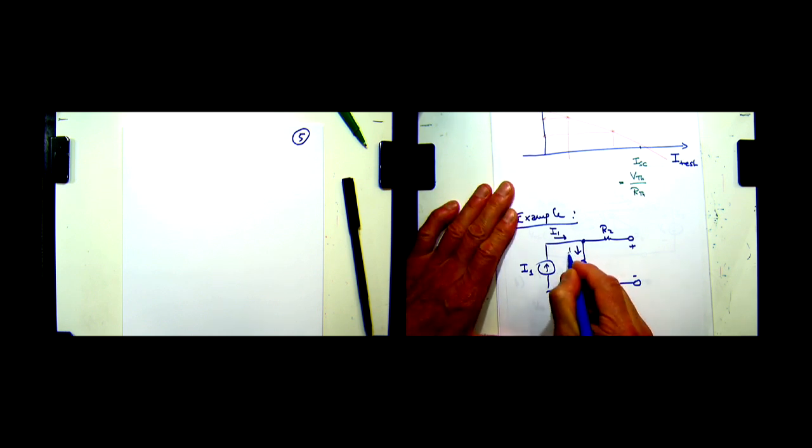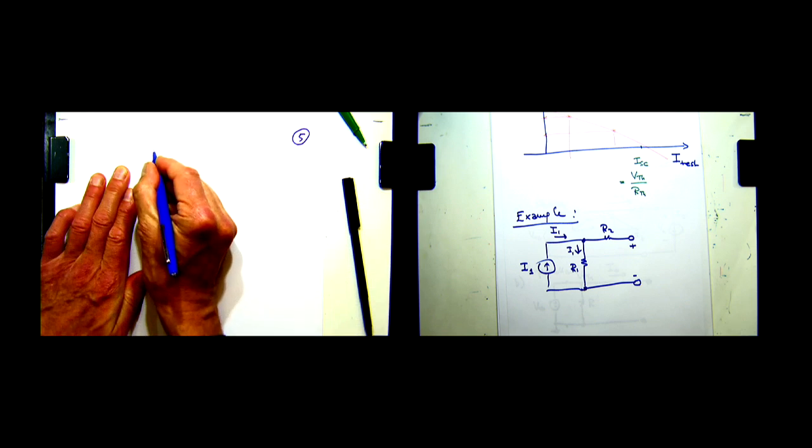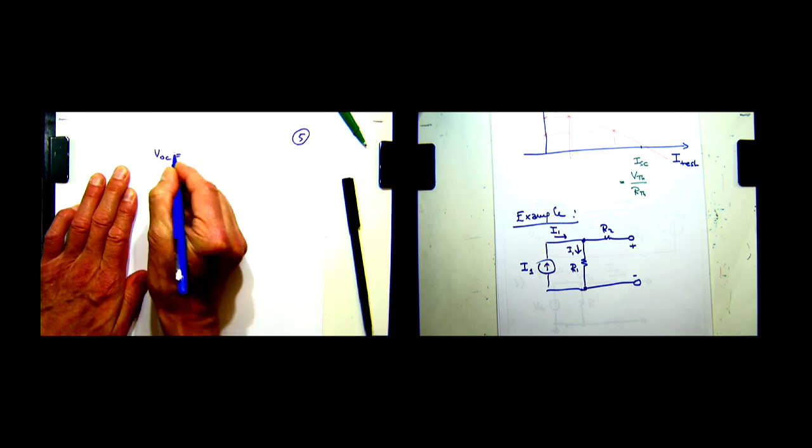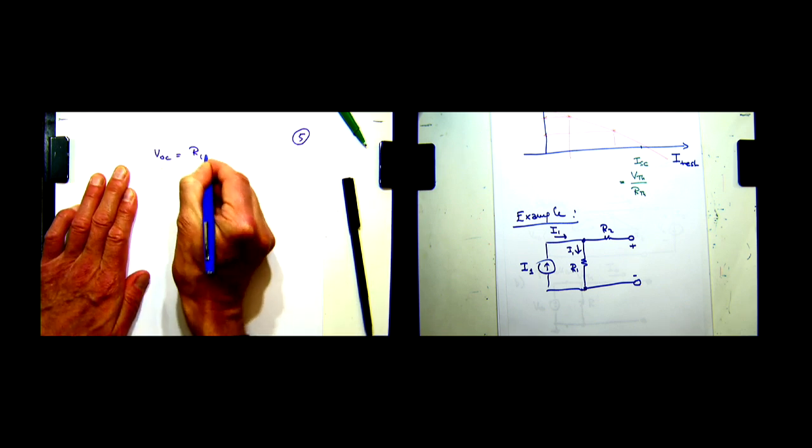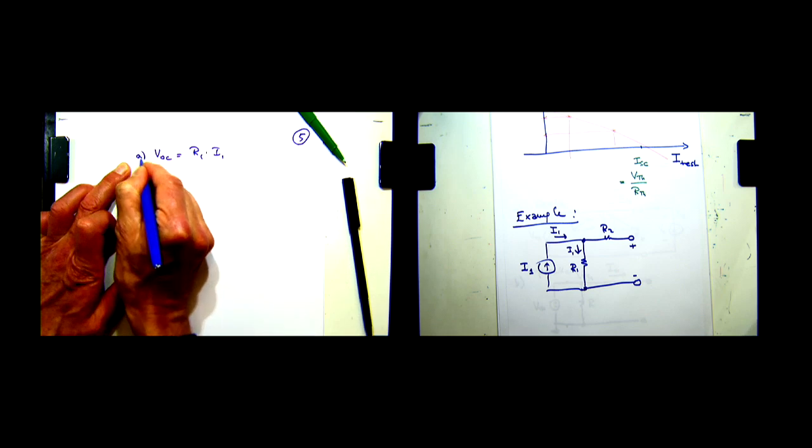So I1 is going to flow here, and it's going to produce a voltage drop across the resistor. Ohm's law, this is going to be VOC equal to R1 times I1. Okay. So that's A. That's step A, the open circuit voltage.